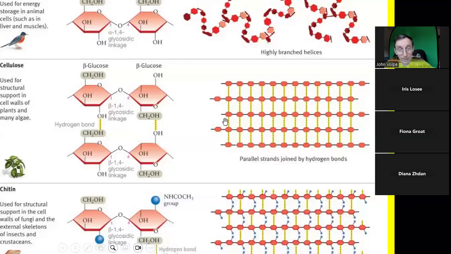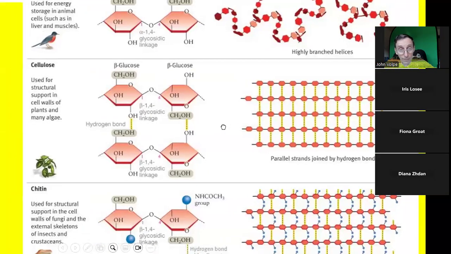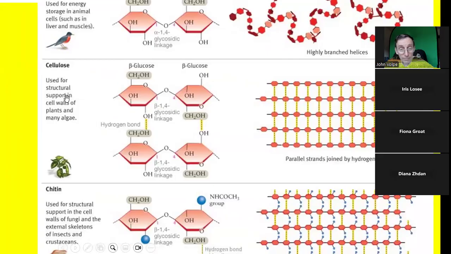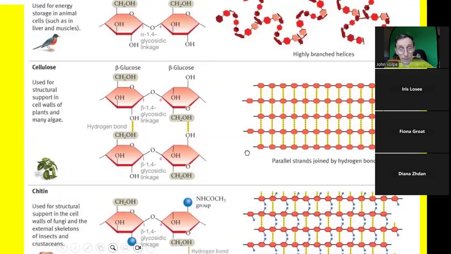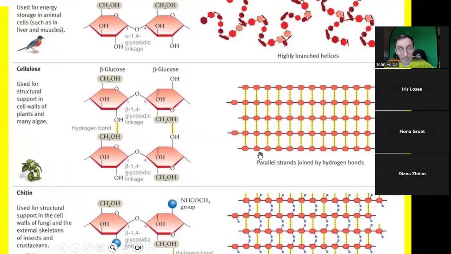And so cellulose has a whole bunch of linear chains of glucose, and they're all hooked together with hydrogen bonds to another glucose. That makes cellulose very difficult to digest, and that's why we humans cannot digest cellulose. It's just too complex of a structure for our stomach to digest it.